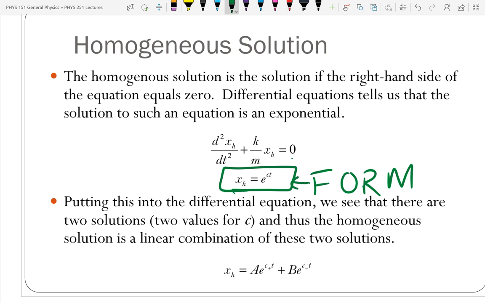So my equation has the second derivative of x. So I have to take the second derivative of this. So what is the second derivative of e to the CT?